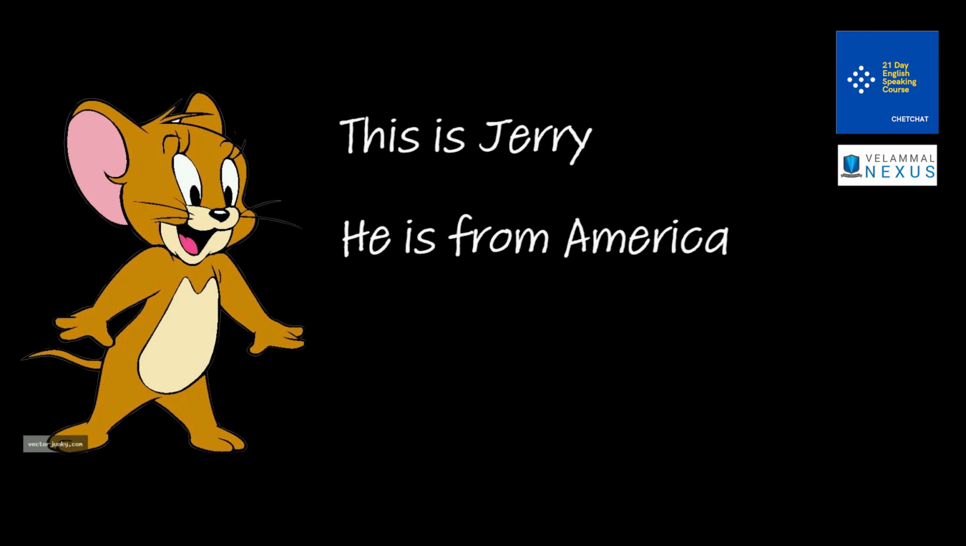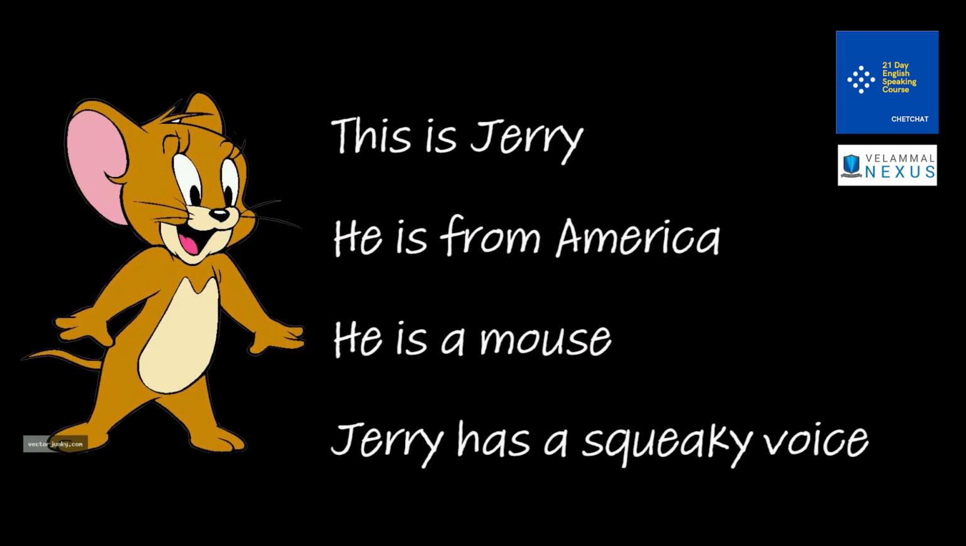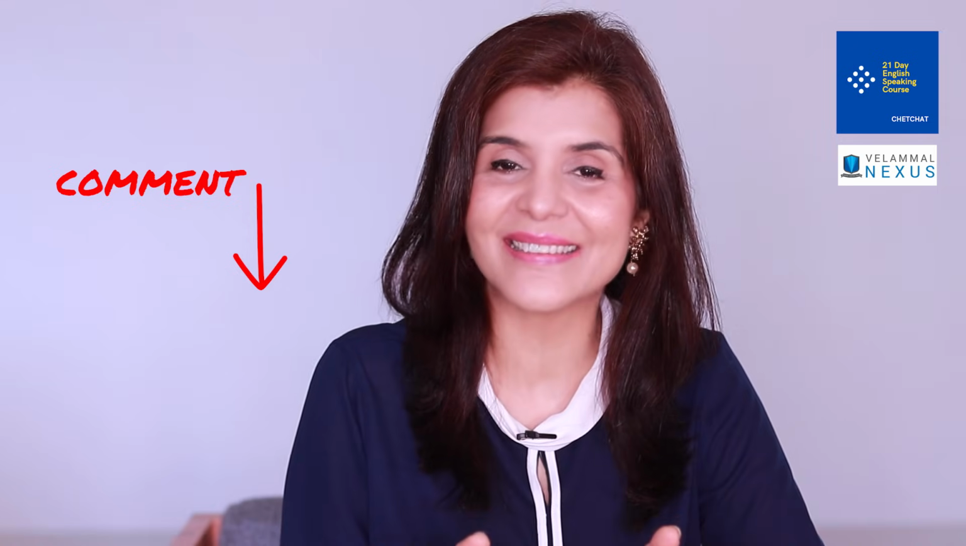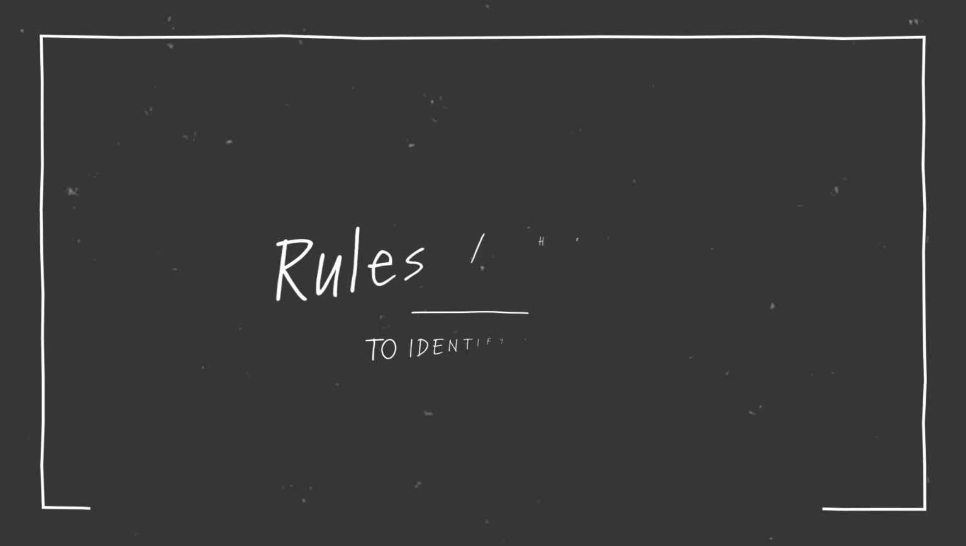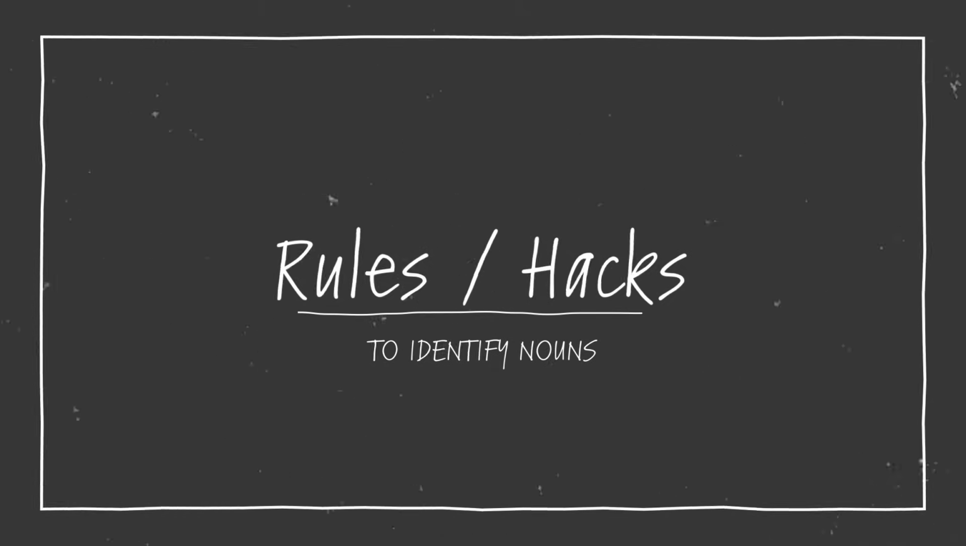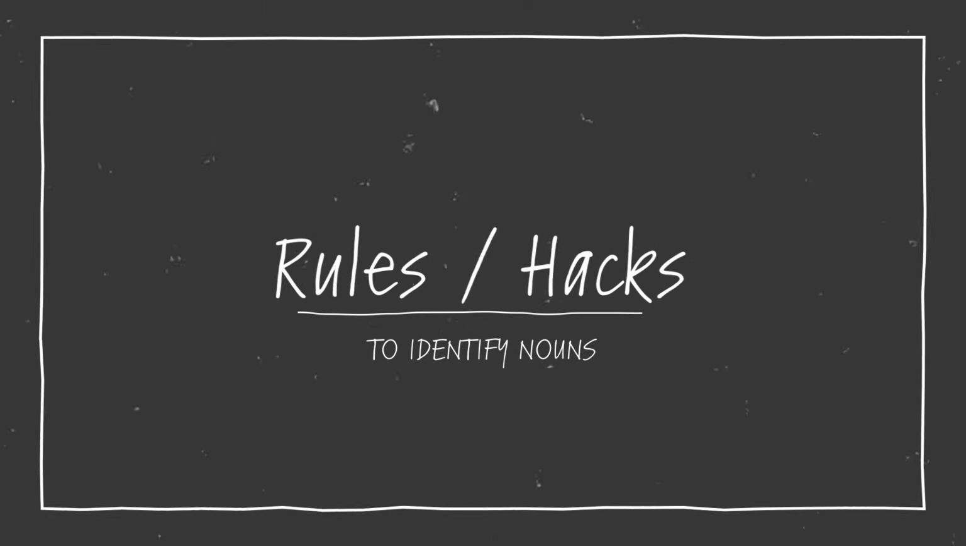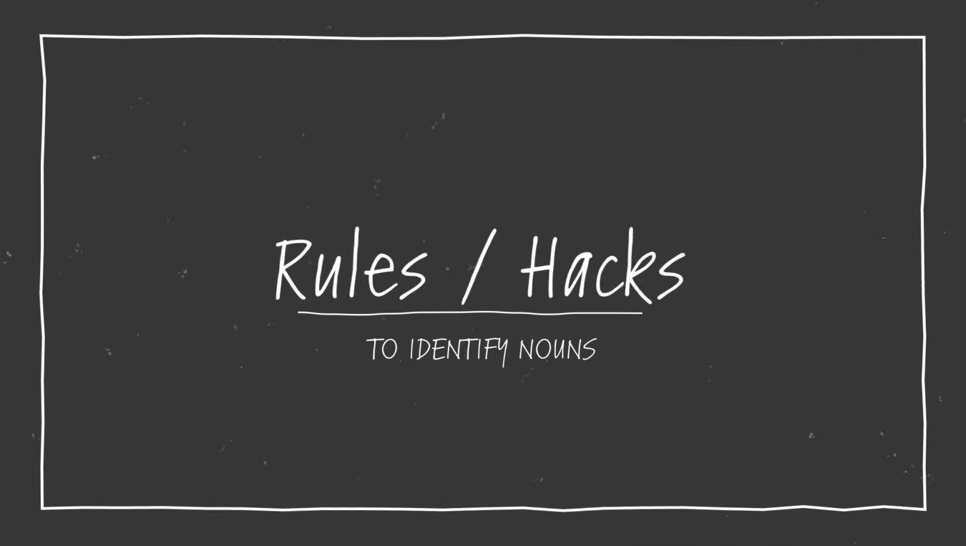Let's understand this better by taking a look at an example. This is Jerry. He is from America. He is a mouse. Jerry has a squeaky voice. Now quickly try to identify the nouns in each one of these sentences, and the clue here is there could be more than one noun in a sentence, and put them down as a comment below this video. And now I'm going to give you some rules or techniques, tests or hacks to identify the nouns in the sentence.